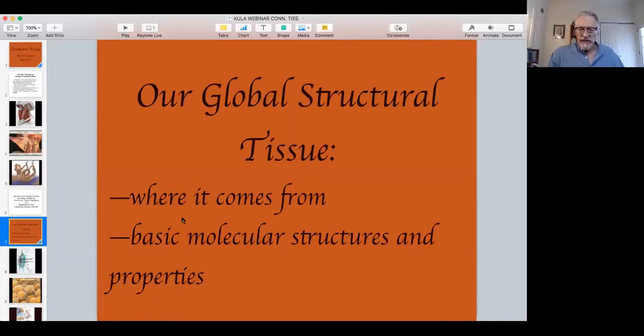So this connective tissue system is a global system in our body. It is everywhere. The first thing I want to look at is where this web of chi and web of structure comes from, both in evolutionary development and in our own bodies. And we're going to take a look at the basic cells that generate this, the molecules that make up this fibrous matrix of tissue. And we're going to look at the basic molecular structures and properties of the webbing that the cells producing connective tissue are spitting out into our body.